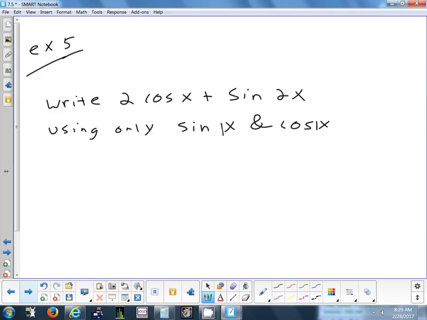Amanda? Which one? Anything that already has a 1 in front of it. Yeah, this part is fine. It's already a 1x, so we don't have to do anything to that. But the other part, sine 2x, I want to rewrite it so that there's not a 2 in front of the x anymore. How do I rewrite sine 2x?